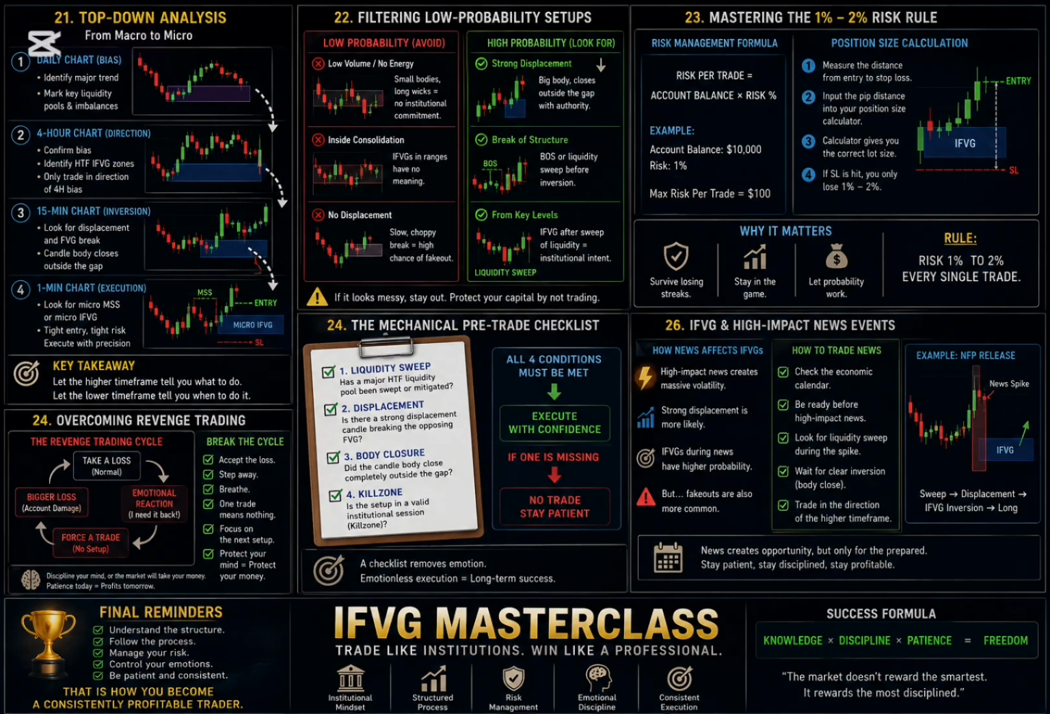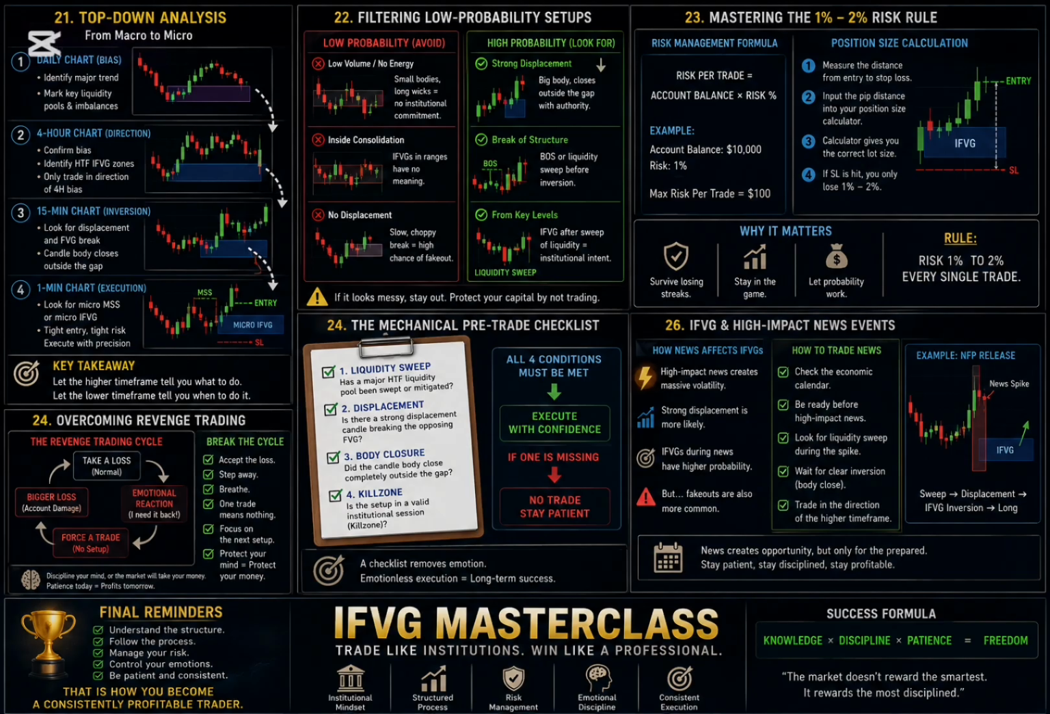If even one condition is missing, you must sit on your hands and do nothing. Having a written checklist removes all guesswork and emotion from your daily routine. It turns you from a reckless gambler into a highly precise algorithmic market operator. Write this down on a piece of paper and paste it right above your monitor.